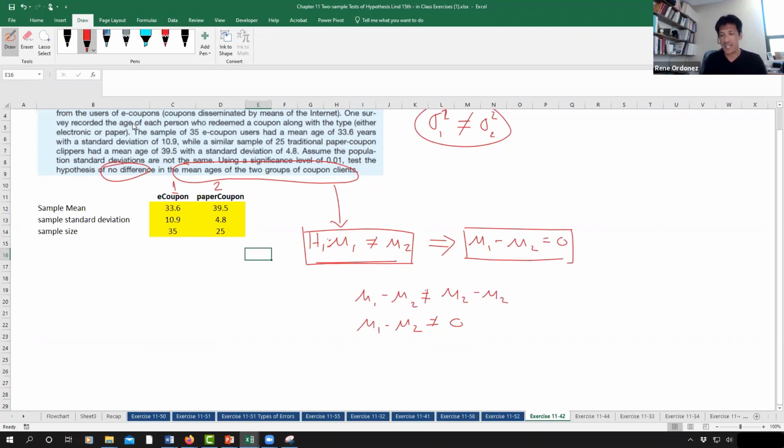So the hypothesis would be, I'm just rewriting H1 here, mu1 minus mu2 is not equal to 0. H sub 0, mu1 minus mu2 equal to 0. Now, next question. Are the samples dependent or independent?